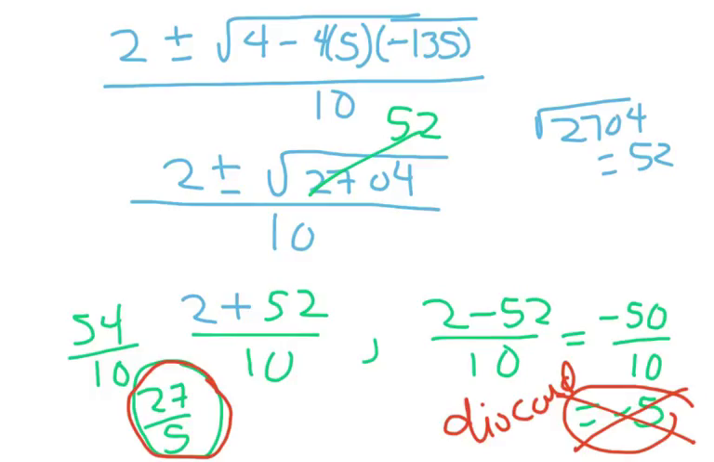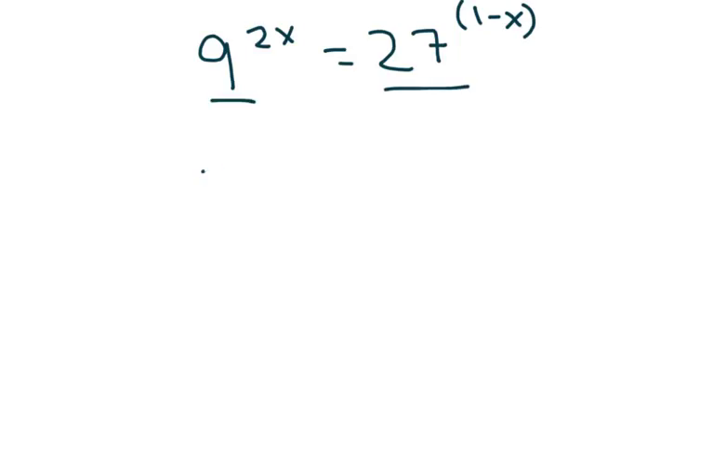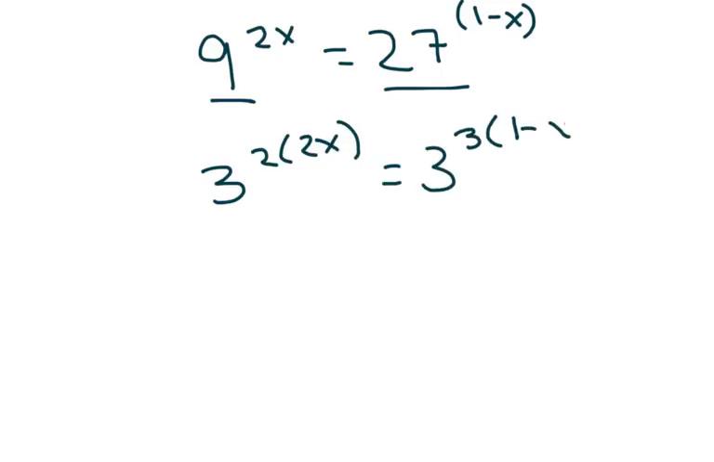All right. The last problem is pretty easy. Make sure you know how to do it. You want to get marks for it. It's not a calculator problem, but it was in my section. You should have learned this basically in Algebra 2. I'm going to change my bases to 3. So this is 3 squared times 2x equals 3 cubed times 1 minus x.